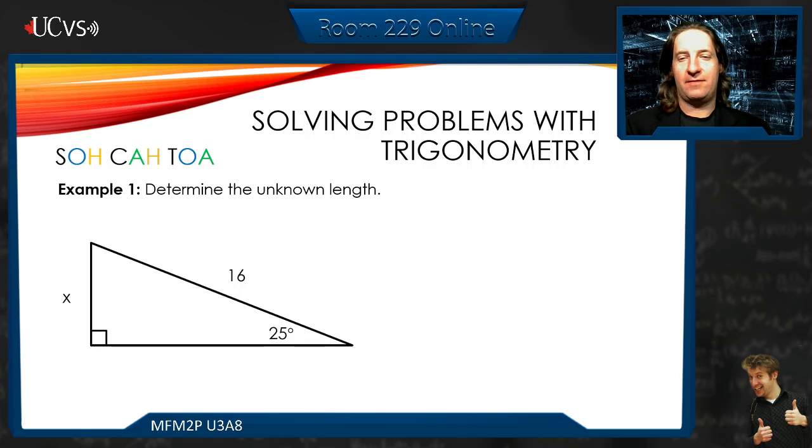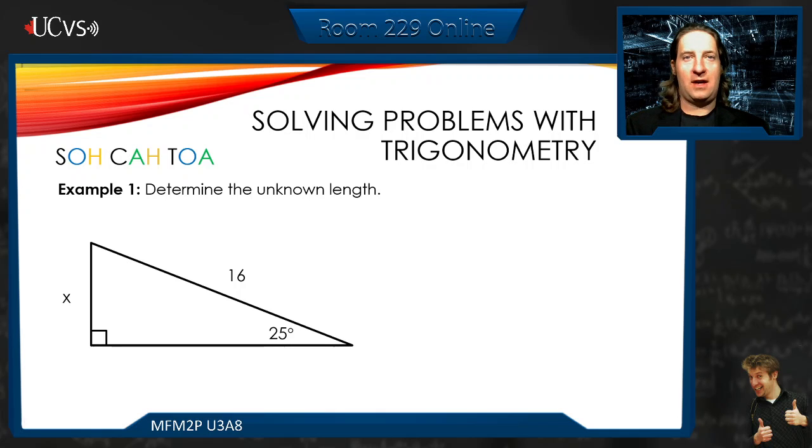Let's say I have this triangle and it's asking me to find out how long this side, x, is. All we know about the triangle in terms of lengths is the length of the hypotenuse. We know that it's 16. But we also know the angle over here is 25. So how can I use this information, just knowing an angle and a side, to come up with a second side? First thing we have to do is, using our appropriate labels, label it.